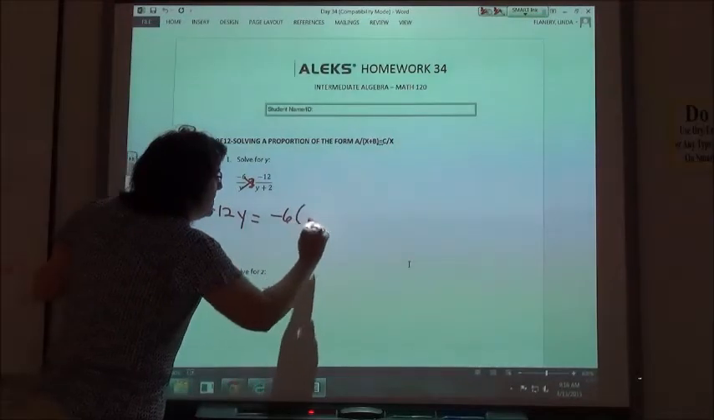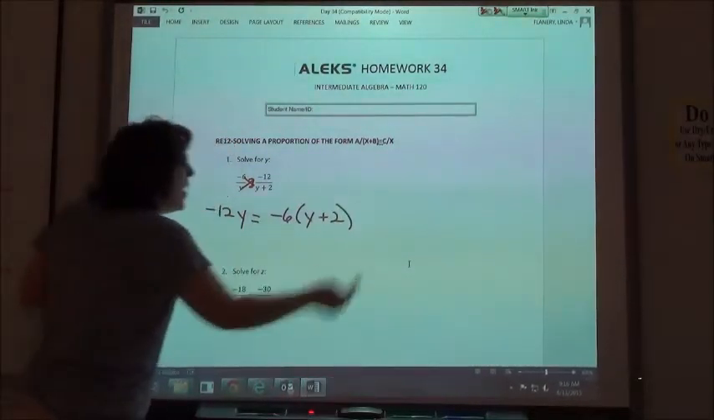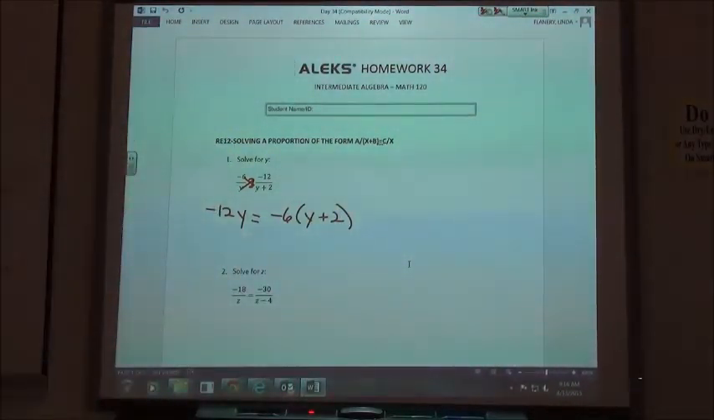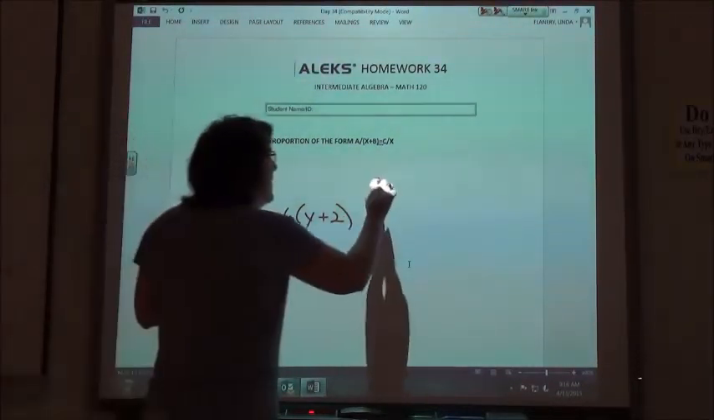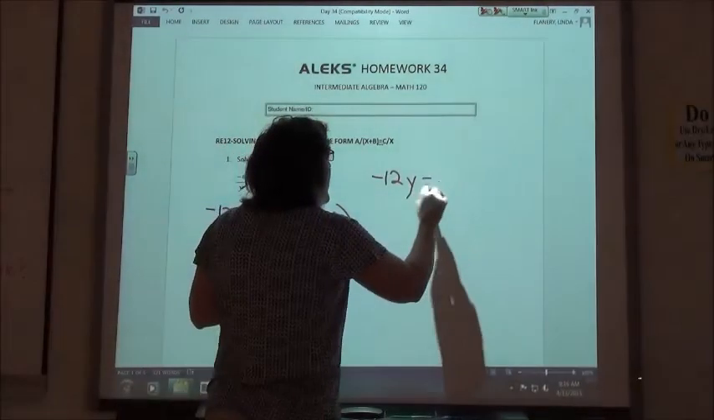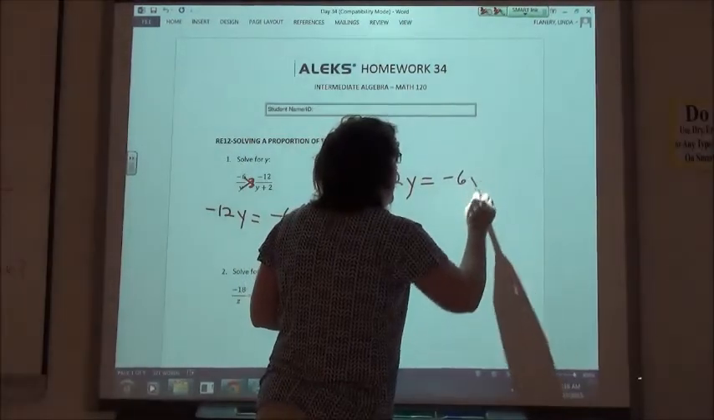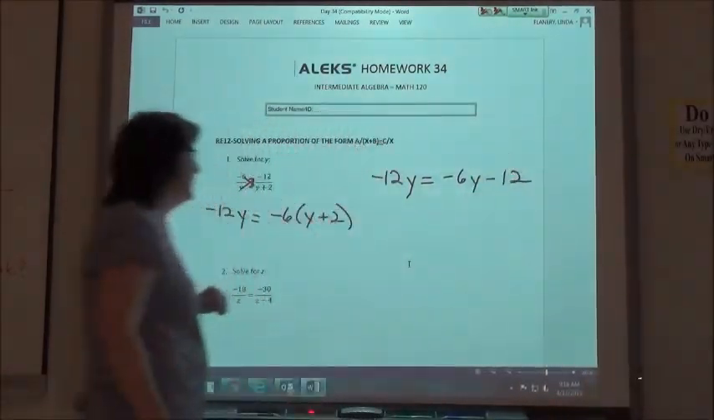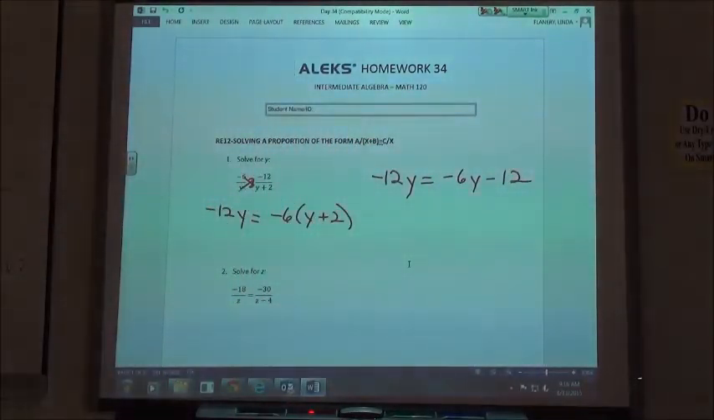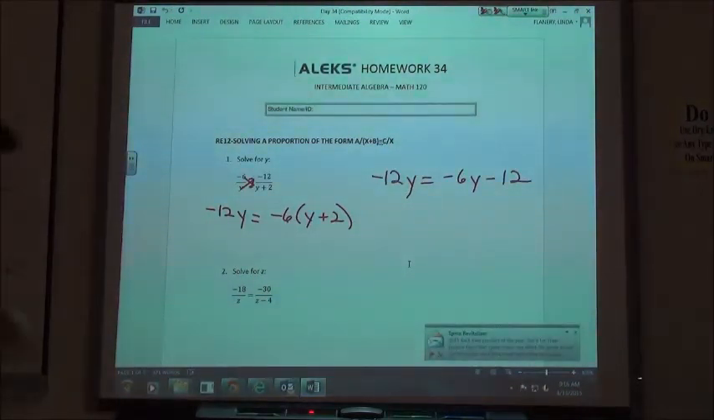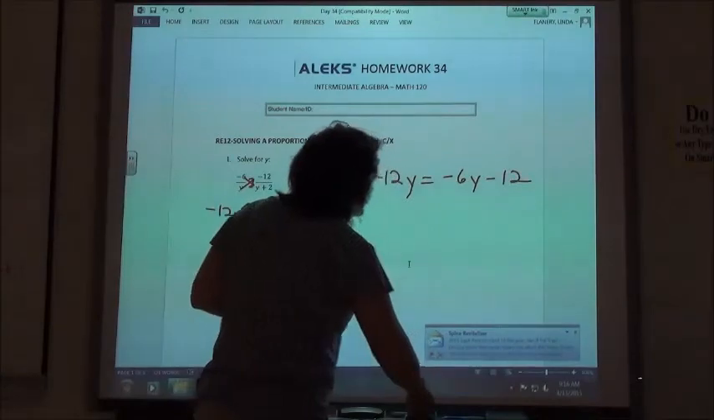When I do the negative 6 times the y plus 2, I end up having to use my distributive property and take the negative 6 times both the y and the 2. So I'm going to have negative 12y equals negative 6y minus 12. And then I just go about solving that like I solve pretty much anything else.